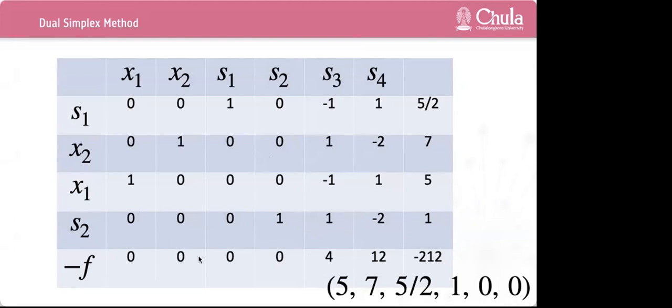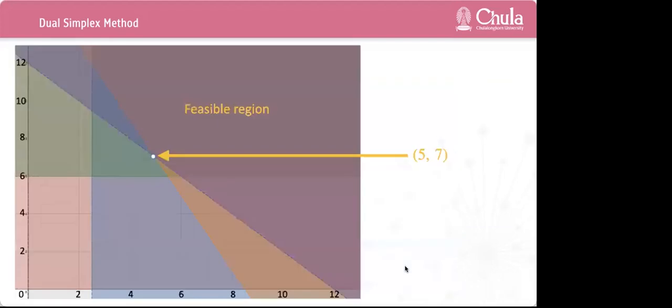So we obtain this table, and you see that from this table, we don't have negative value of B anymore. That means we cannot further change anything. We cannot further improve our objective function. So x1 is here, right? x1 is 5, x2 is 7. That is our solution, the feasible solution.